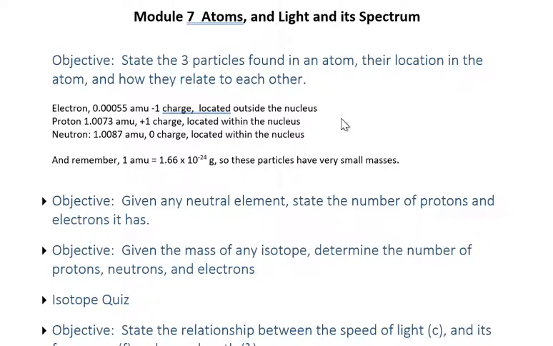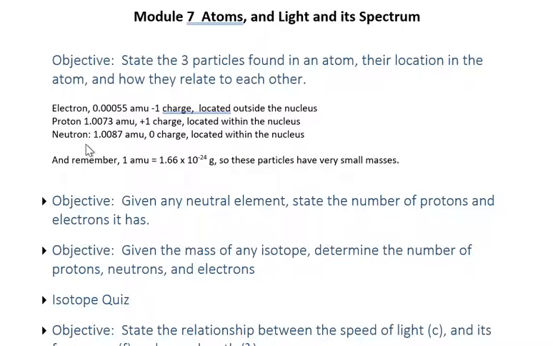All right, let's go back up here to the electron. You don't have to know the mass of it, but you do need to know that an electron has a charge of -1 and that it's located outside the nucleus. We'll study that when we talk about the Bohr atom again, and then finally the quantum model. But know these three things: that it's outside the nucleus, it has a charge, and that charge is -1.